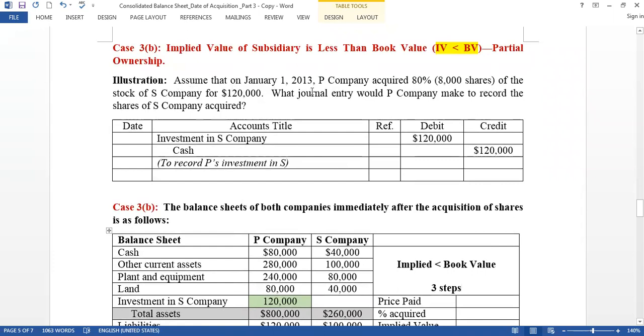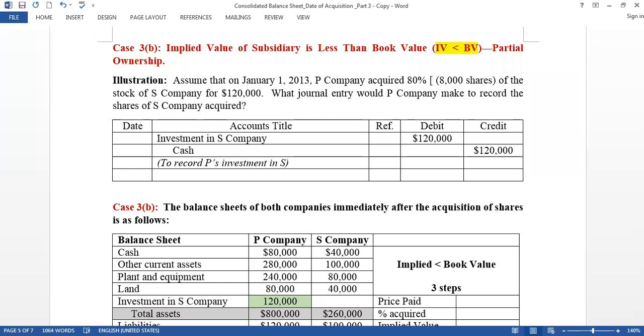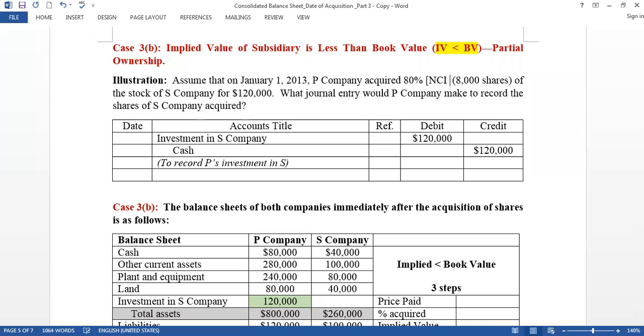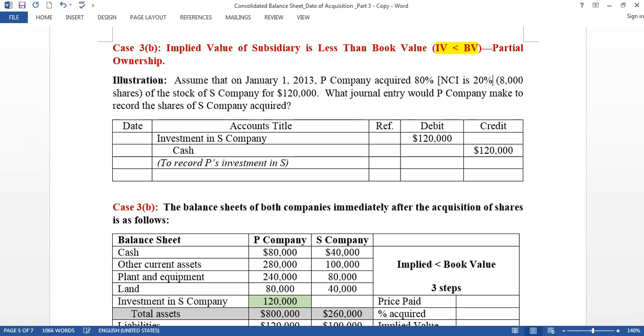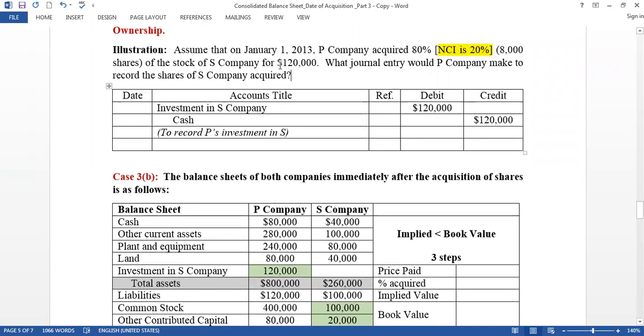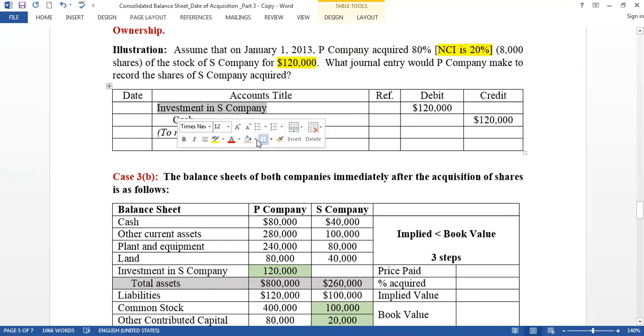So assume that on January 1st, 2013, P company acquired 80%. Again, if it is less than 100%, think about NCI. NCI is 20%. This is the immediate thinking you should have in your mind. The parent company acquired 80%, we have 20% NCI. And how much did the parent company invest? The parent company invested $120,000. And this is the journal entry for the parent company: investment in subsidiary debit and cash credit, and you know that later on we have to close this investment account.